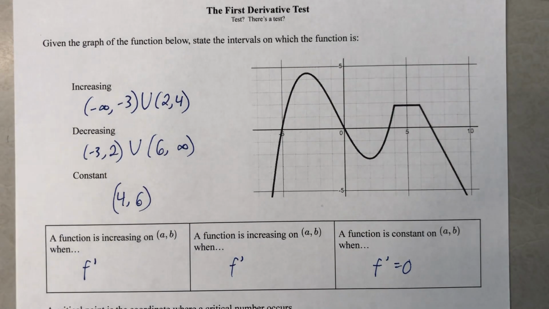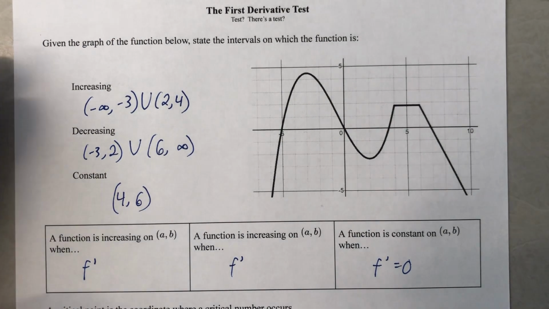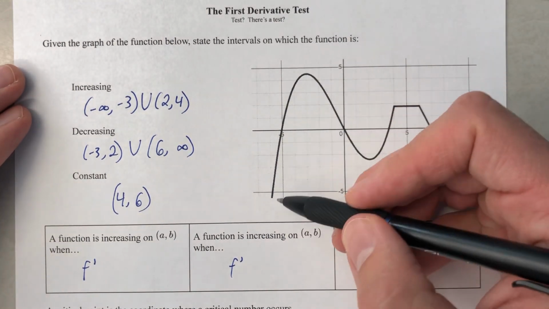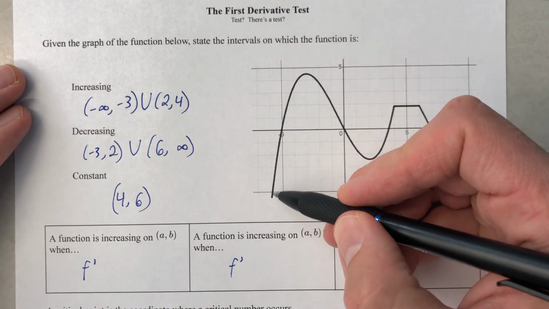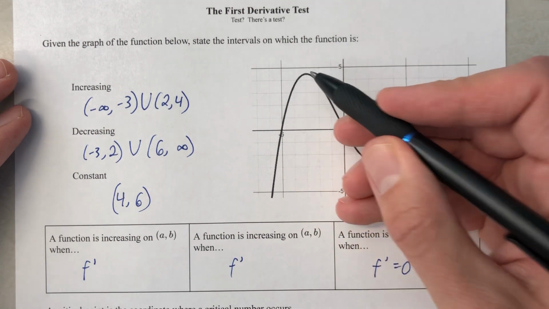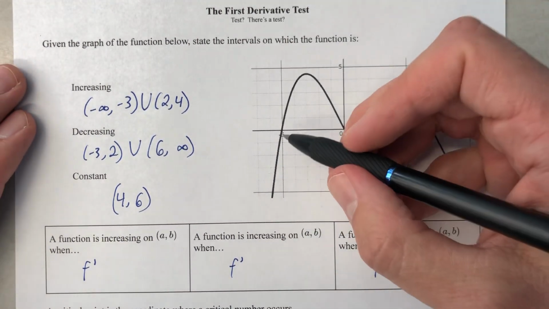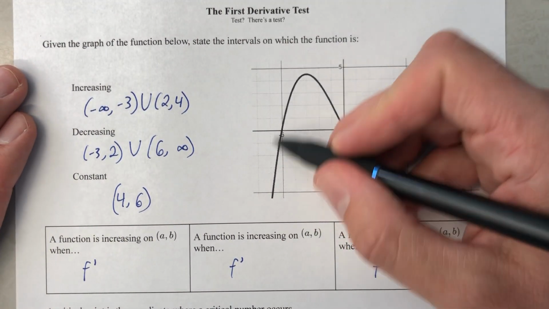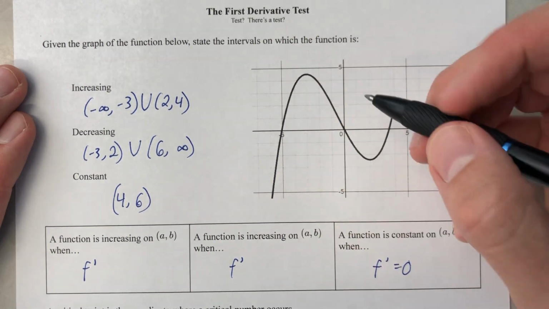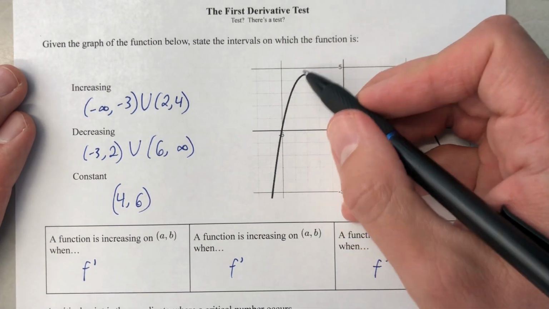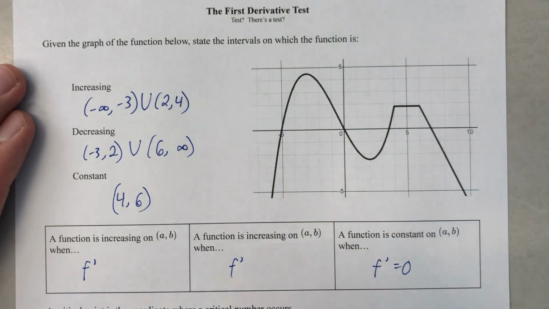A function is going to be increasing when it's going up, right? Okay. The function's going up here. When the function's going up, its slope is positive. If I was to draw a tangent line at that point, I'd draw something with a positive slope. If I drew a tangent line at that point, it'd be a positive slope. They wouldn't be the same slopes, but they'd be positive.